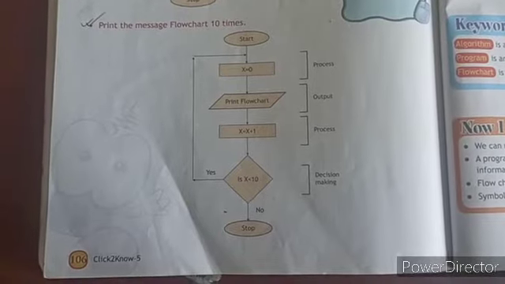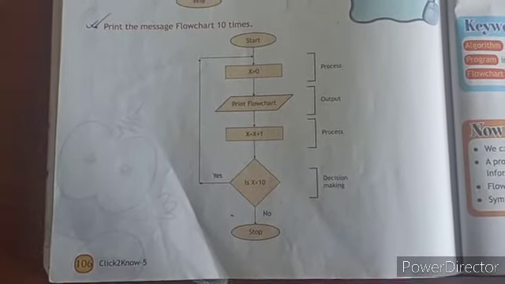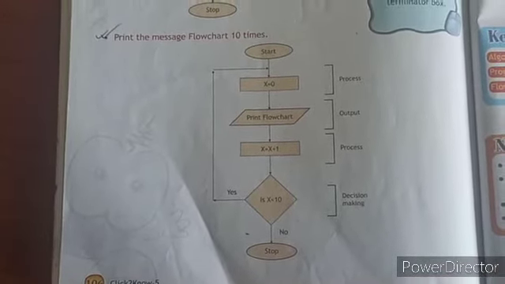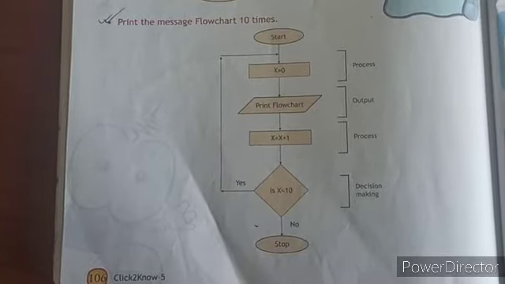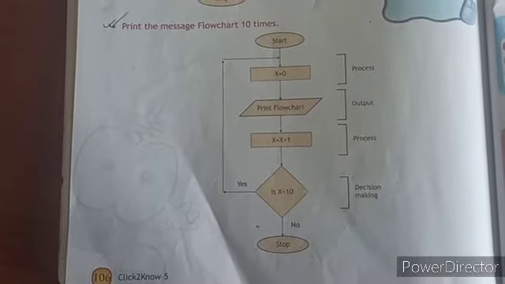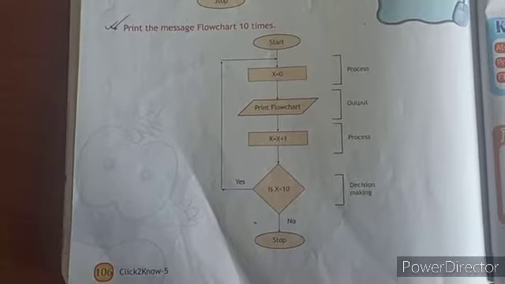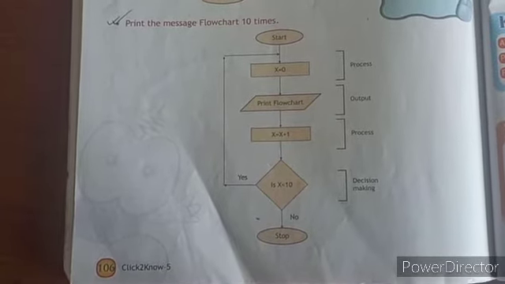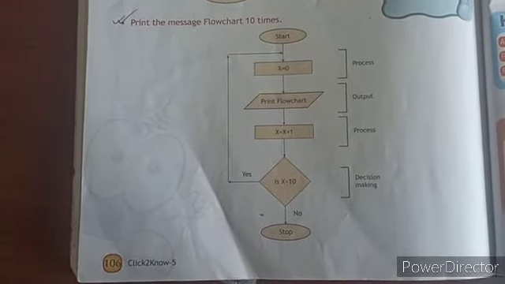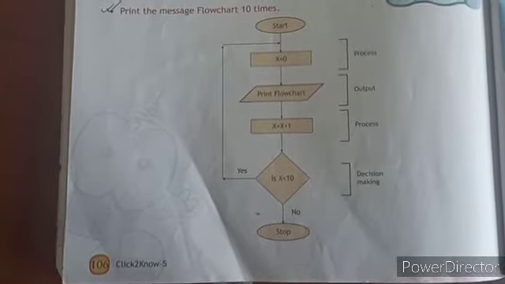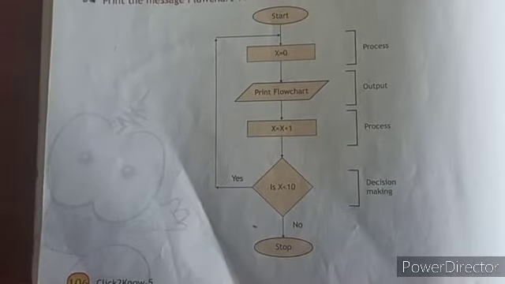Let's take this example. What is given here through the flow chart? Print the message flow chart 10 times. This is the question. If the question arises in this manner, in place of flow chart it may be print your name 10 times. The things will be the same. So how is this followed through a flow chart?